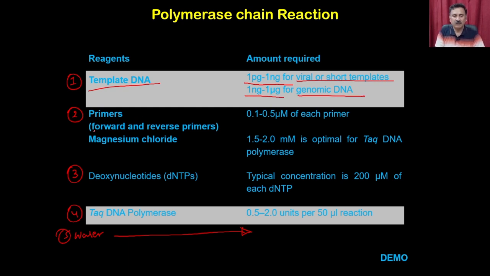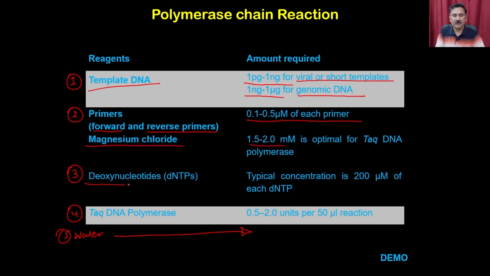Primers, you're going to have two primers, the forward primer and the reverse primer, and you have to use them in the range of 0.1 to 0.5 micromolar. Then you also require the magnesium chloride. Magnesium chloride is in the range of 1.5 to 2 millimolar.